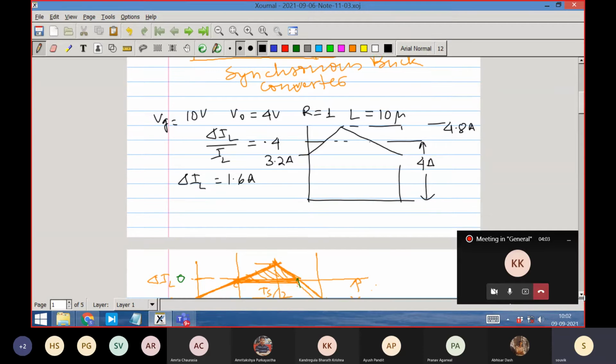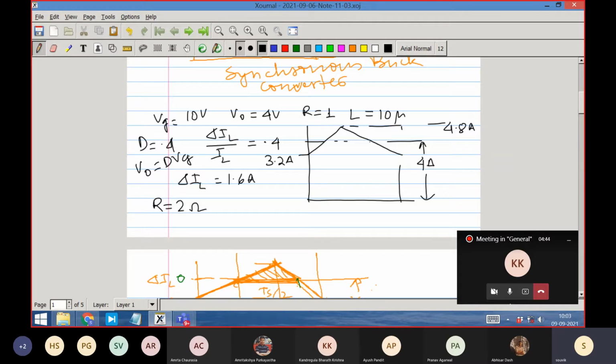This is what the waveform and the numbers will be. Now let us say we are changing the load resistance from R equal to 1 ohm to R equal to 2 ohm. What would happen? How will the current waveform change? First of all, what will be the output voltage? Duty ratio D is equal to 0.4. Therefore, the output voltage V naught is equal to dVg. D is equal to 0.4, therefore the output voltage is 4 volt.